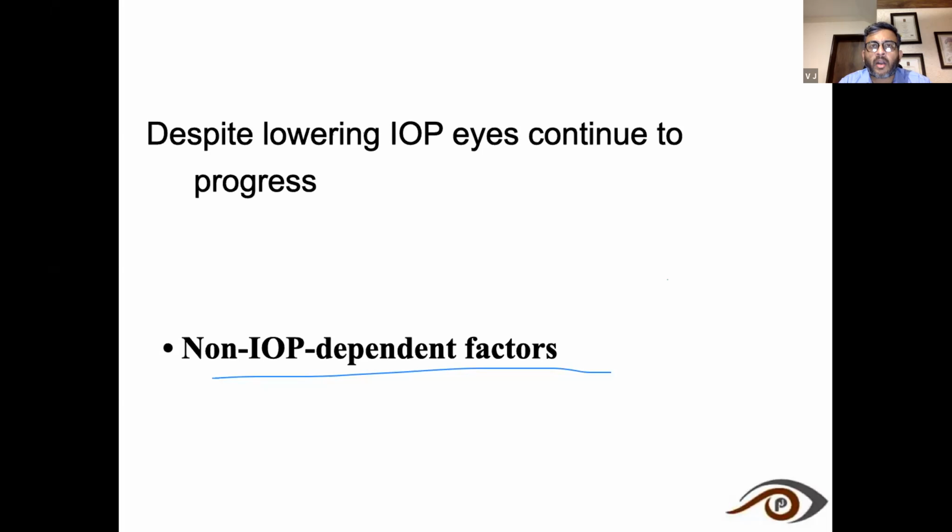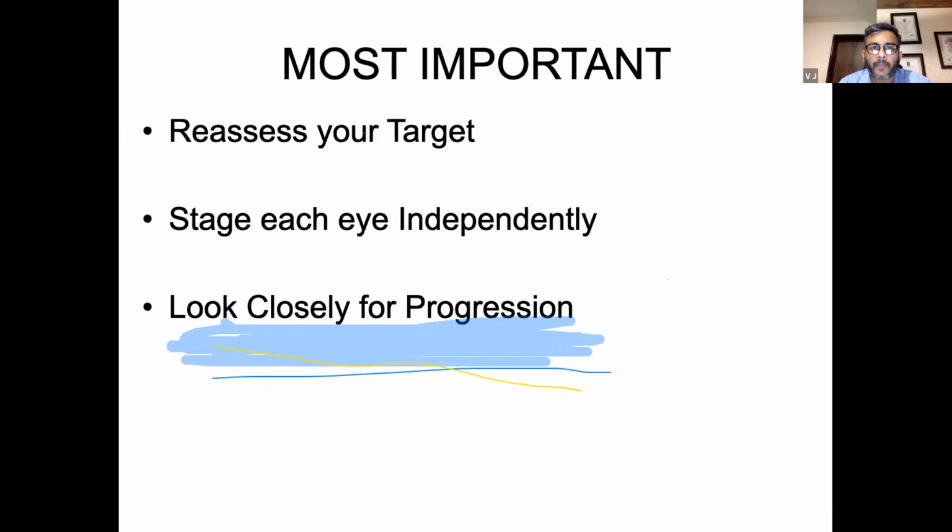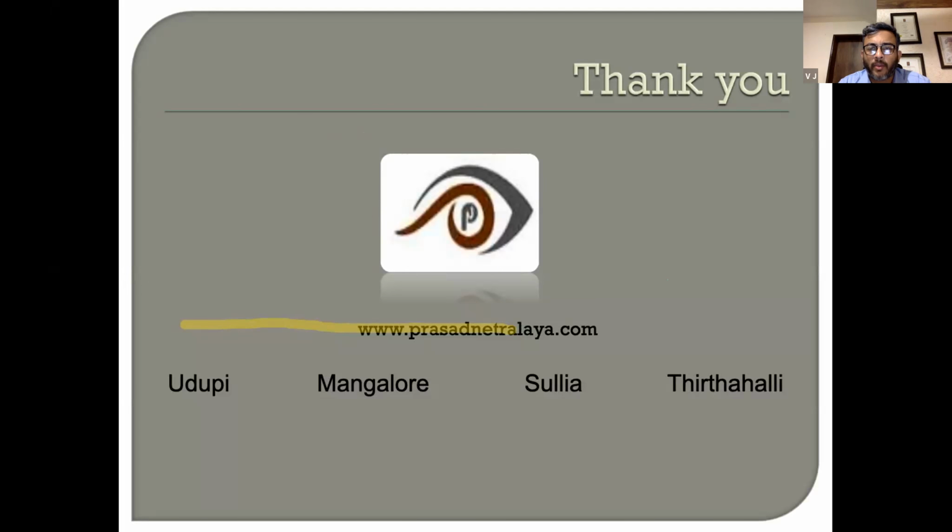And when I talk about target intraocular pressure, I mean corrected intraocular pressure. Already Dr. Shalini has so wonderfully discussed pachymetry and correction of intraocular pressure. As madam has said, classify it into thin corneas. If it is thin, always keep it at the back of your mind that the intraocular pressure has to be reduced further. So reassess your target, stage each eye independently, and look closely for progression. That would be the take-home message for my talk. Thank you.